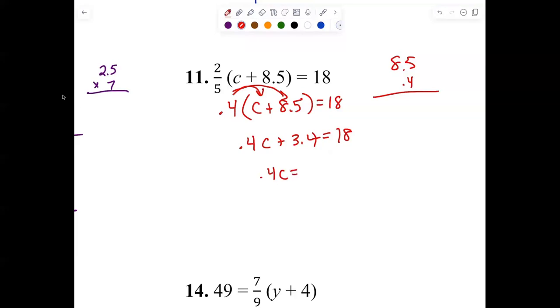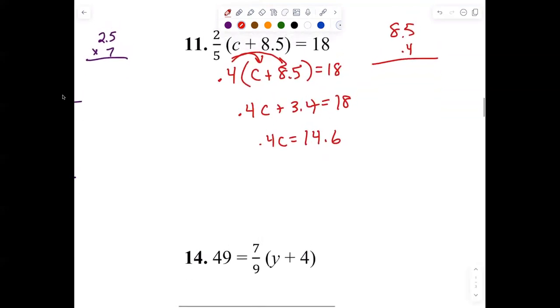Now I feel like you should be able to do that in your head. What's 18 minus 3? Yes, sir. Good job, buddy. 14.6. Very good work. And now what? Yes. So 14.6 divided by 0.4. And now we can just move the decimal, right? Yeah.